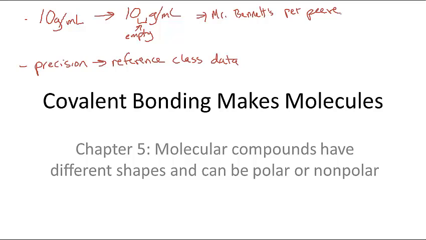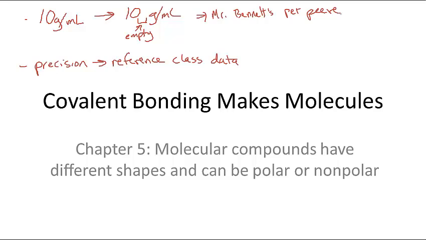So covalent bonding makes molecules. Molecular compounds have different shapes and can be polar or nonpolar. Molecules are much more interesting, to me and to Mr. Hamill, than ionic compounds or metals. You can have so much more diversity. You can have enormous molecules that have tens of thousands of atoms all covalently bonded together, or you can have things like oxygen, which are just two oxygen atoms bonded together. So there's a lot of diversity in it, and as such, there are a lot of really interesting things. We're really going to focus on shapes and polarity in this unit.